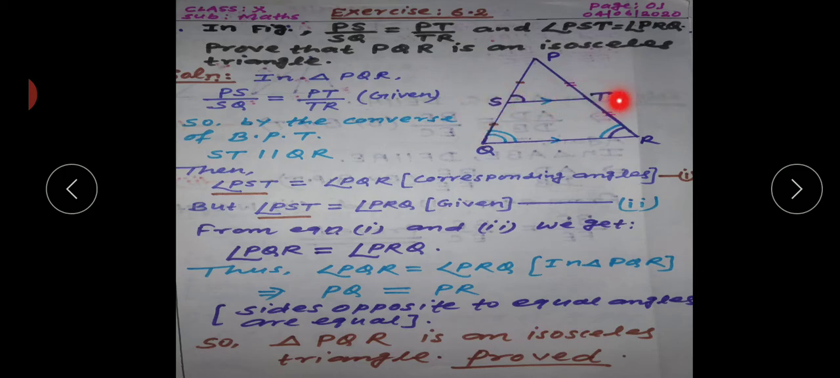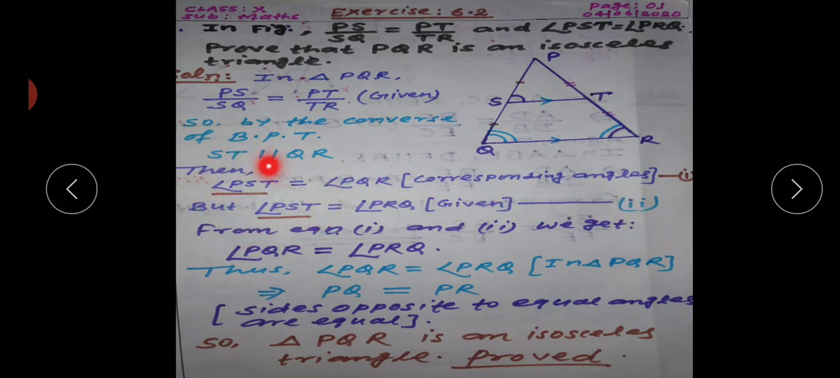Now if this line is parallel, then angle PST will be equal to angle PQR, because these are corresponding angles. Let us consider it as equation first. But angle PST is equal to angle PRQ, it is given, and it will be our equation second.